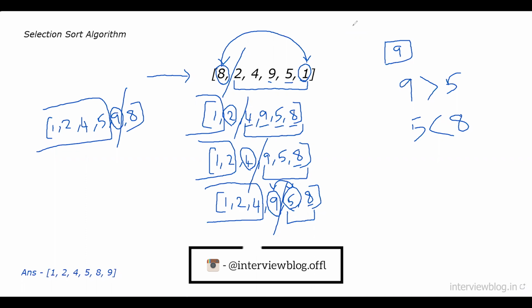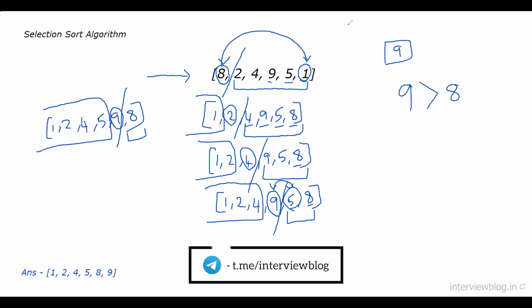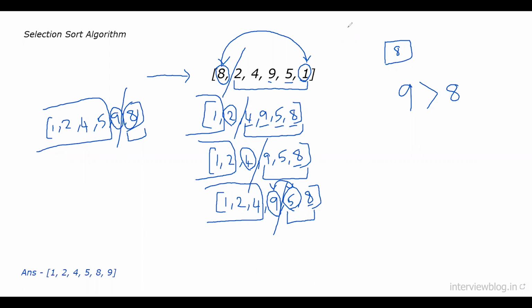Now the remaining part of the array is 8. So I'll be comparing 9 with 8. Since 9 is greater than 8, my smallest element would now be 8. So we need to swap the elements 9 and 8. So the resultant array would now become 1, 2, 4, 5, 8, and 9. So after the swapping is done, we can find that the given input array is now sorted.